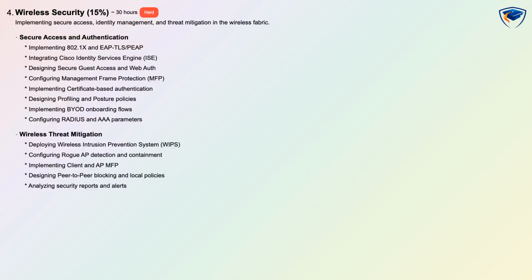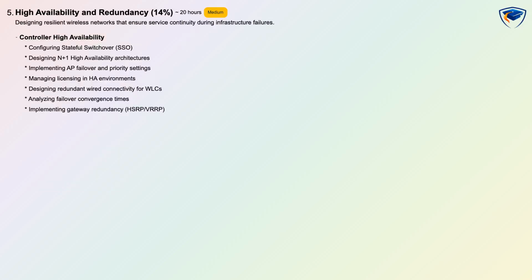reports and alerts. High availability and redundancy has a 14% weight, is rated medium, and lists about 20 hours of study with scenario-based assessments. Learn to design resilient wireless networks using controller high availability features such as stateful switchover, N+1 architectures, AP failover and priority settings.